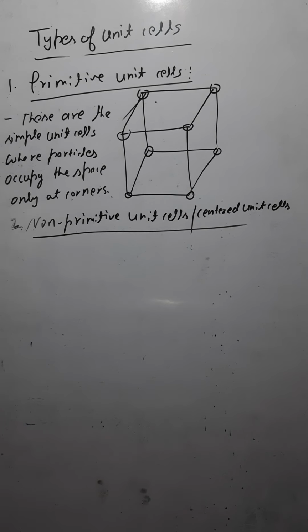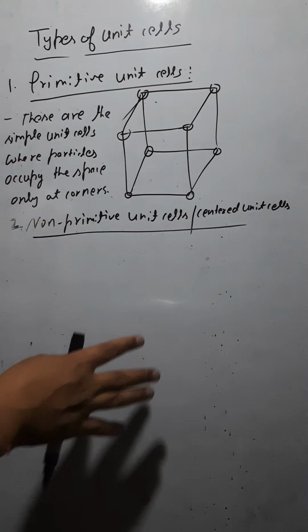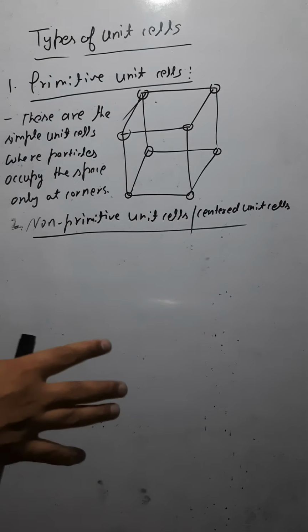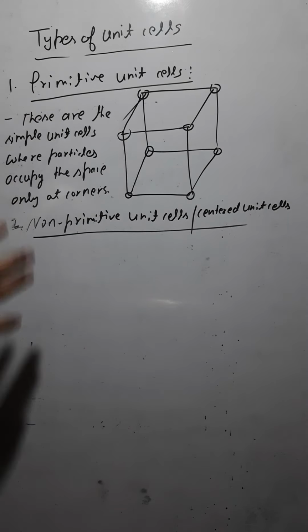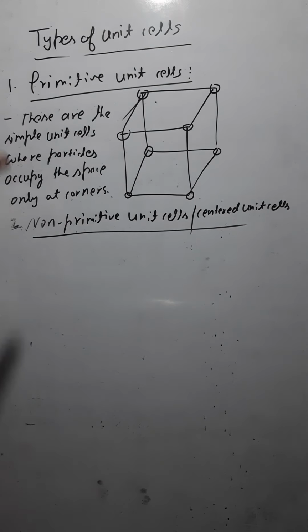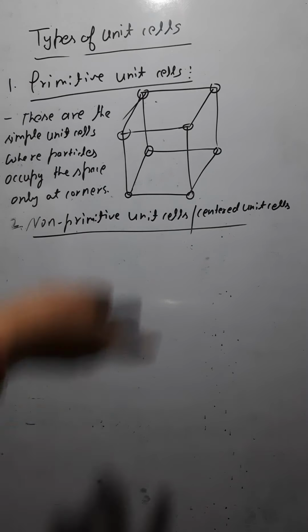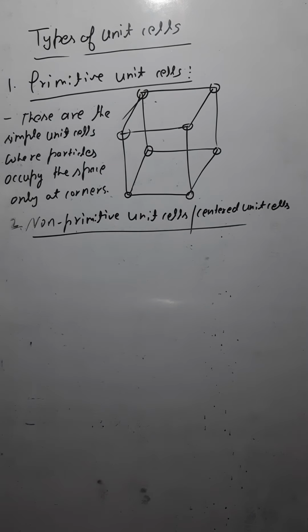So what are these non-primitive and centered unit cells? These are the unit cells where the particles are at other places also, beside the corner. The particles would be at the corners and at other places also. In the primitive unit cell, you have the particles only at the corners. But in the non-primitive or centered unit cell, you have the particles at the corners as well as at other places. So we call such unit cells non-primitive unit cells.